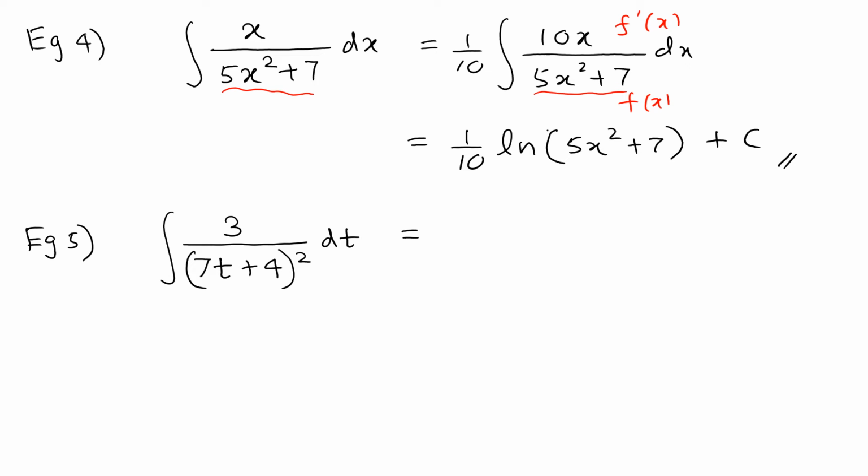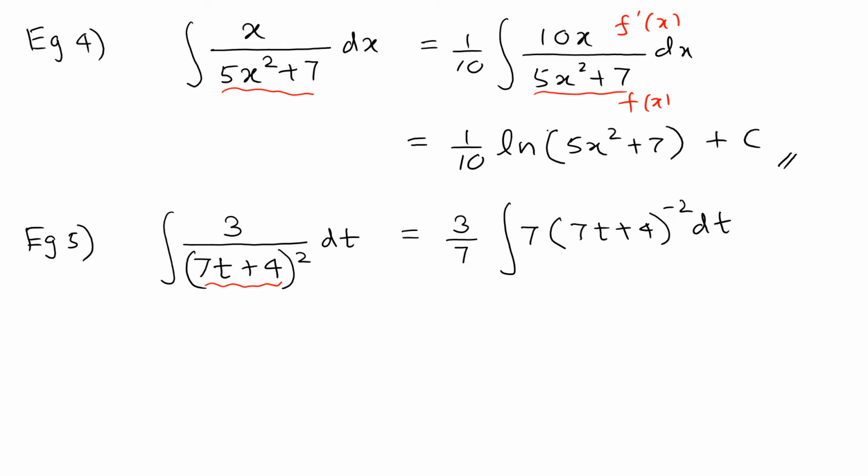If you get a problem like that, the first thing is to notice what the derivative of the inside function is. The derivative of the inside function is 7, not 3. So the first step is we're going to take it out. You multiply by 7 and divide by 7. And then we bring that term to the top, so we can write this one as 7t plus 4 to the negative 2 dt.